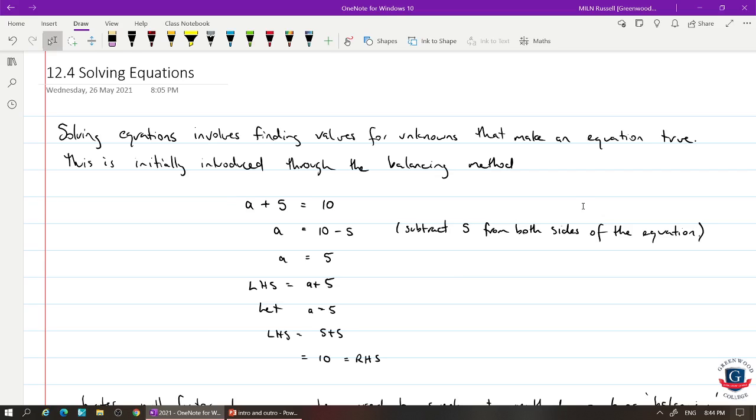So if we have an unknown a and a plus 5 equals 10, we can rearrange that equation by subtracting 5 from both sides and discover that a equals 5. If we resubstitute 5 back into the equation, 5 plus 5 we find equals 10. And there's a squillion different examples that we've done rearranging linear equations to find unknowns.